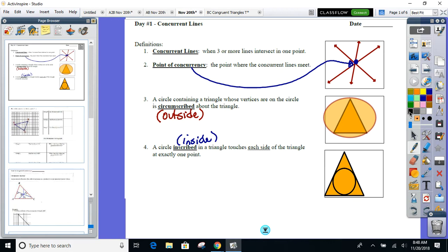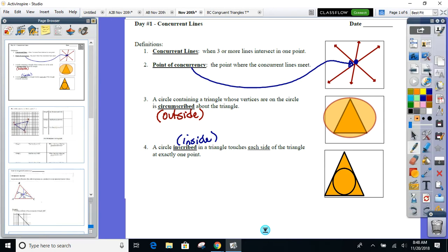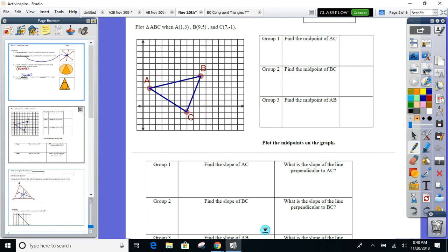Circumscribed is around the outside of the circle, inscribed is inside the circle. All good. All right, are you ready to meet your first set of concurrent lines and your first point of concurrency? On a graph, here we go. We're going to have a triangle on a graph. I'm not just going to give this to you. You guys are going to figure this out in your groups. So go ahead and graph triangle ABC.